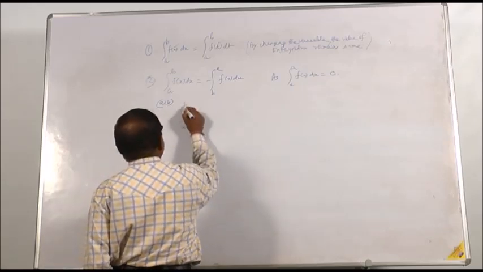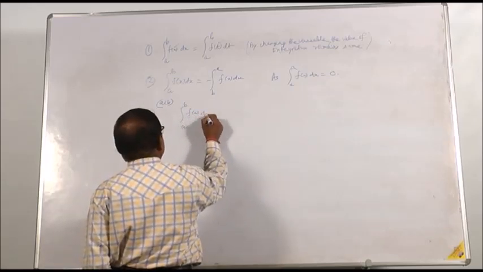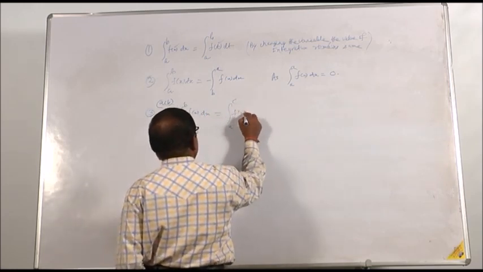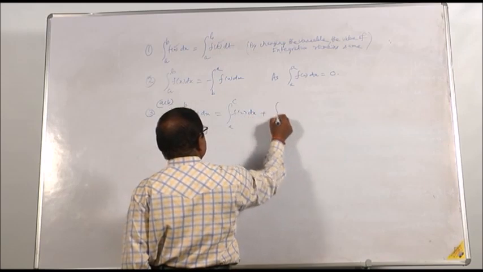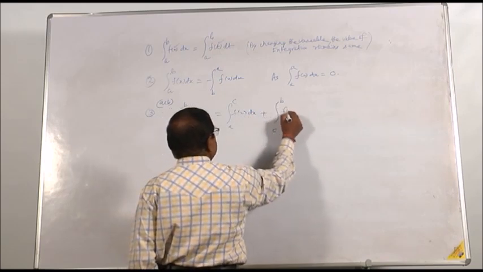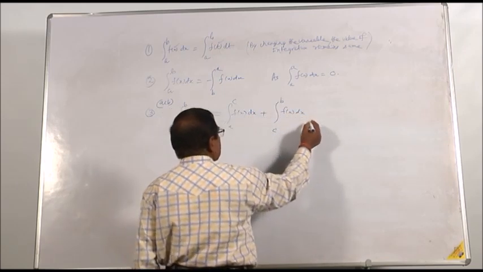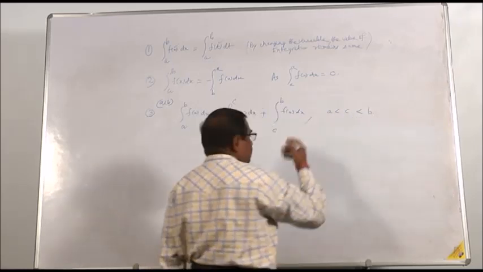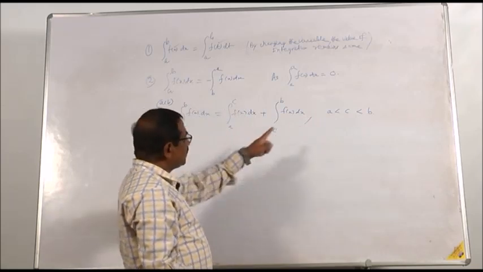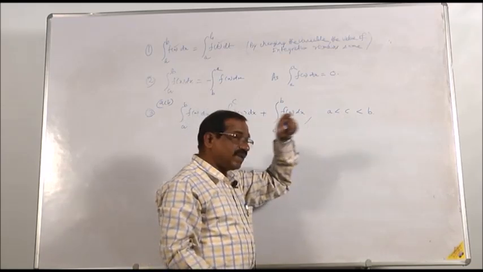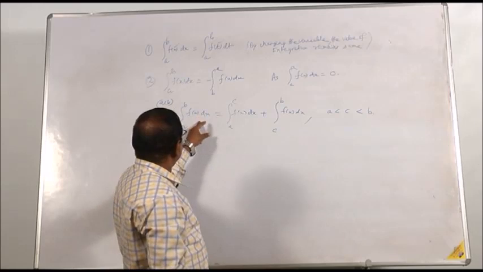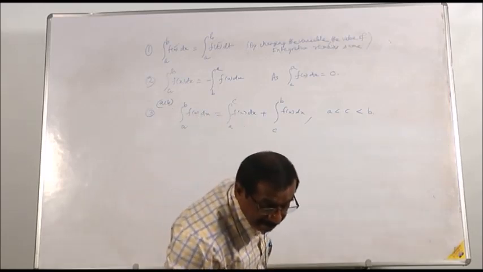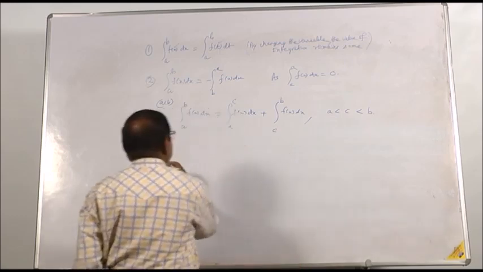The integral from a to b of f(x) dx is equal to the integral from a to c of f(x) dx plus the integral from c to b of f(x) dx, where c is an intermediate point between a and b. As c is a point in between a and b, you can split the interval of the integration like this. Okay.